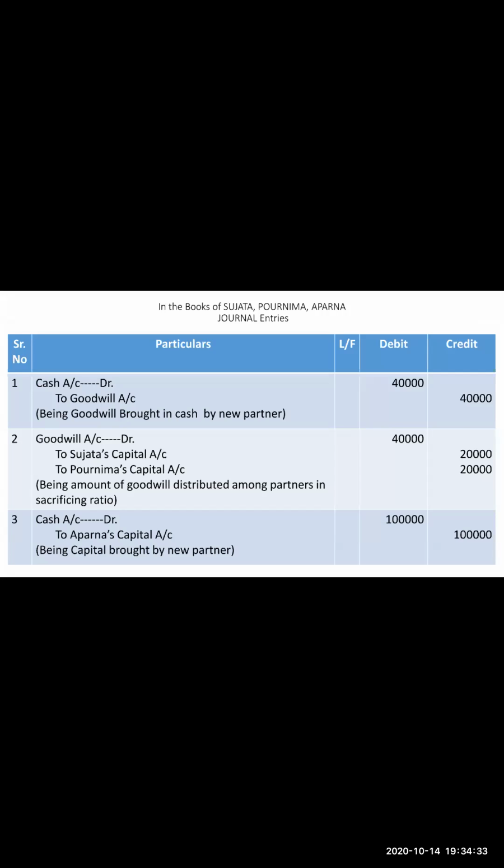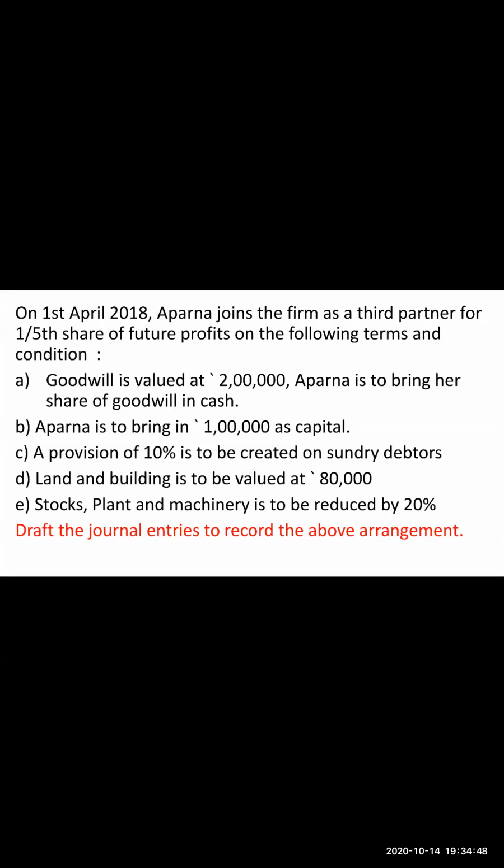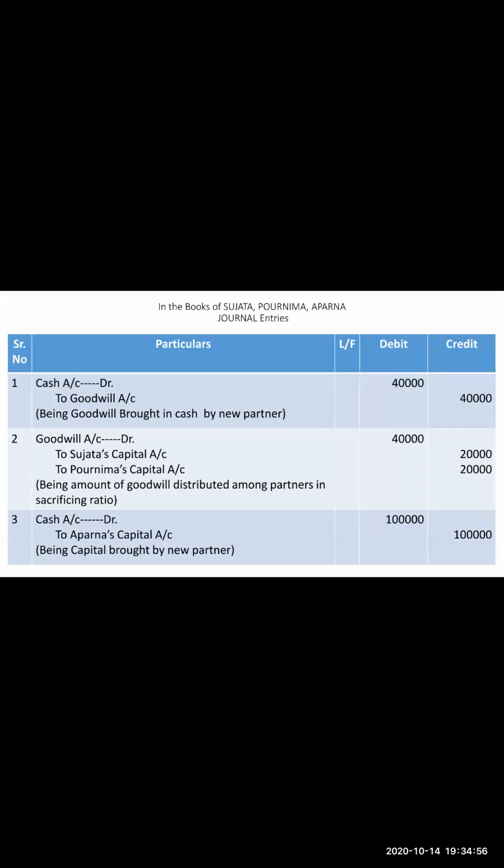Here 40,000 will be the amount of goodwill that Aparna will bring. So as I said, whenever you pass journal entries, always go with the sequence, right? So the first information given to you is related to goodwill, okay? It is related to goodwill brought by the new partner, and when goodwill is brought by a new partner, you have to pass 2 entries, right? How many entries do you have to pass? 2 entries.